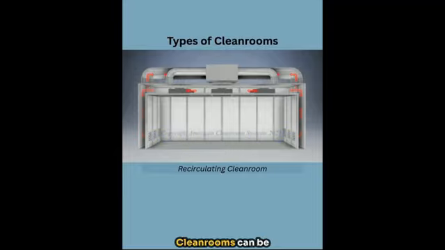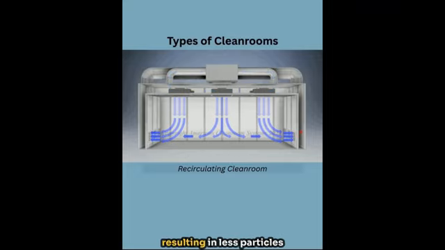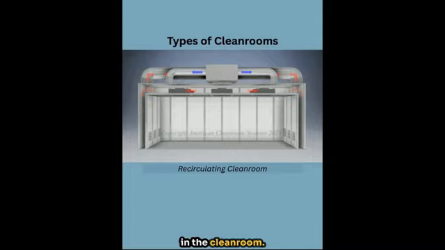Types of clean rooms. Clean rooms can be either recirculating or one-pass design. Recirculating clean rooms are most common because they continuously clean the already clean room air, resulting in fewer particles in the clean room. They are also the only design that allows clean room air conditioning and humidity control.